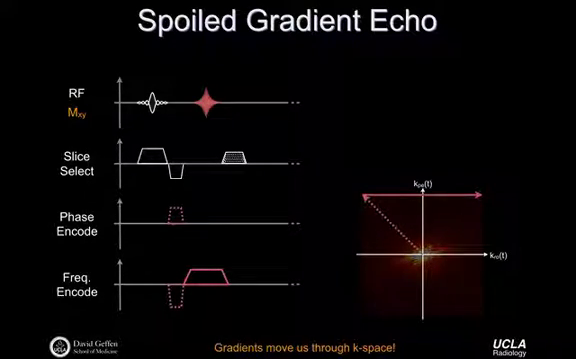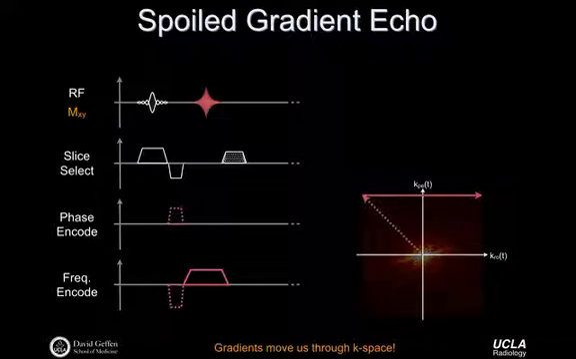And the readout gradient, we saw this when you worked through the expression for the gradient echo, will allow us to generate and form an actual echo. During the application of that gradient, you will again be moving across k-space, because gradients move us through k-space. This is a positive x gradient. It's going to move us along in the positive x direction, the readout direction. So this is how these gradients will move us through k-space.